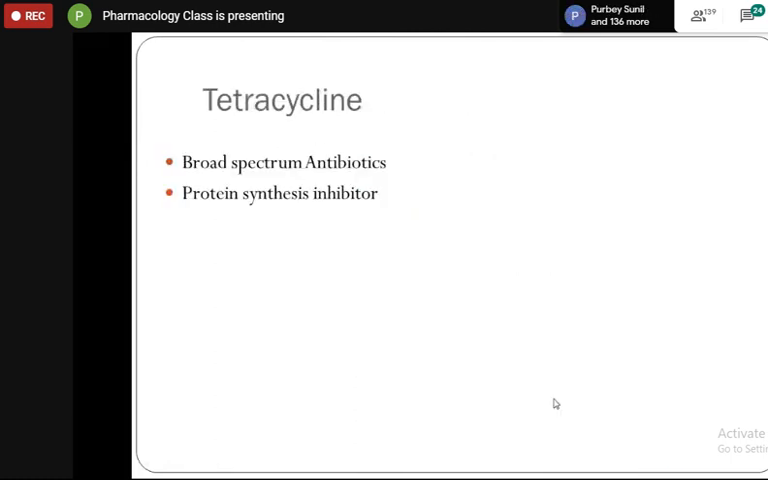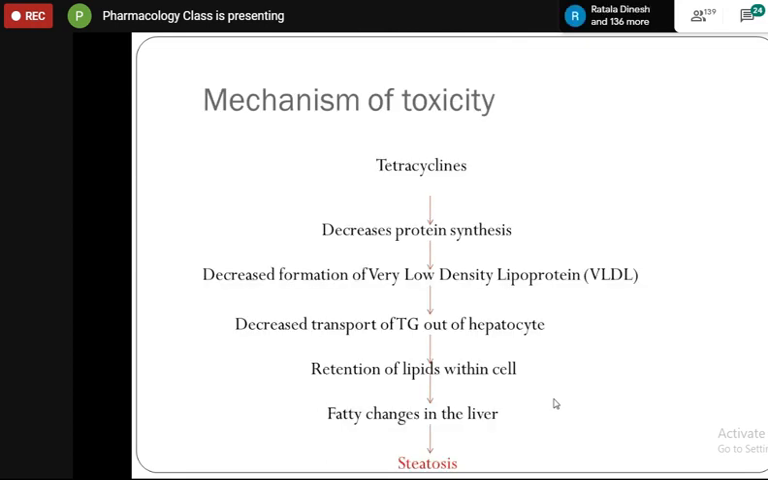So the next drug is tetracycline. This is a broad-spectrum antibiotic, and if you remember the mechanism of action, they are protein synthesis inhibitors. So tetracyclines cause a decrease in protein synthesis. This can also happen in the eukaryotic cell, apart from the bacterial cells or the cells of the microorganism. With the decrease in protein synthesis, the production of VLDL, that is very low density lipoproteins, will also suffer.